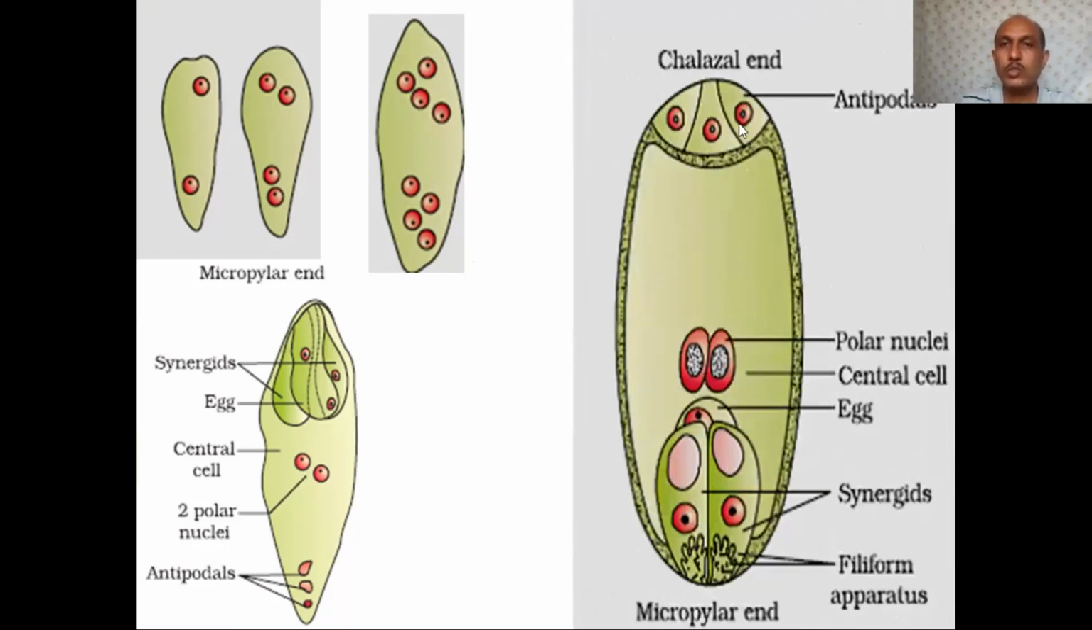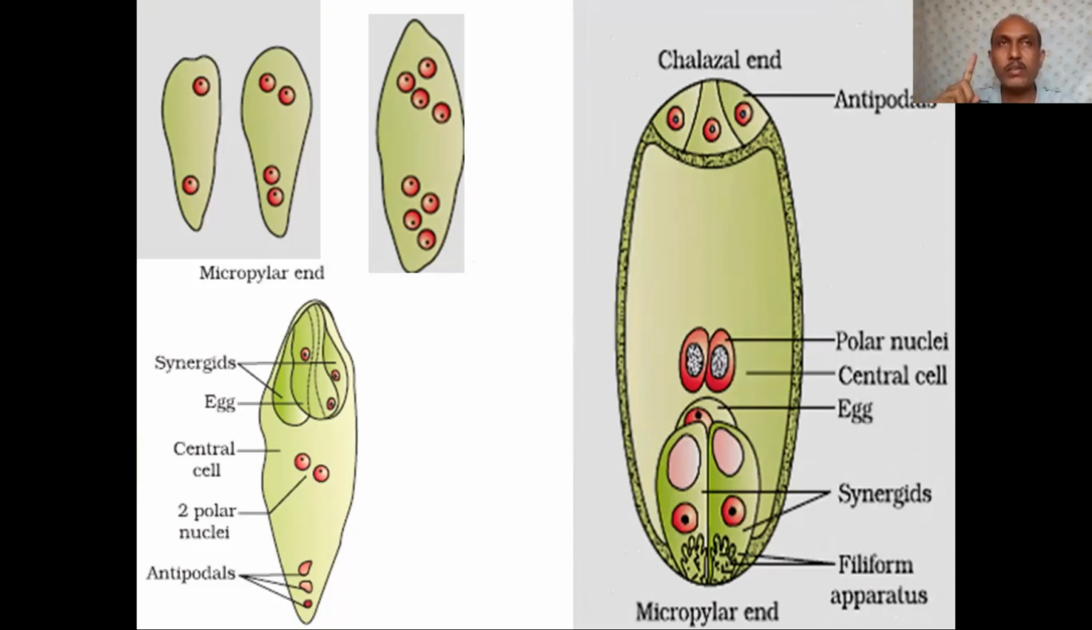See here. So 3 will go at the chalazal end and they become 3 antipodal cells. All are haploid. Then 3 will move to the micropylar end. Out of that, 1 becomes the egg and 2 will become synergids. And these synergids have a filiform apparatus, finger-like projections. So they guide the pollen tube.